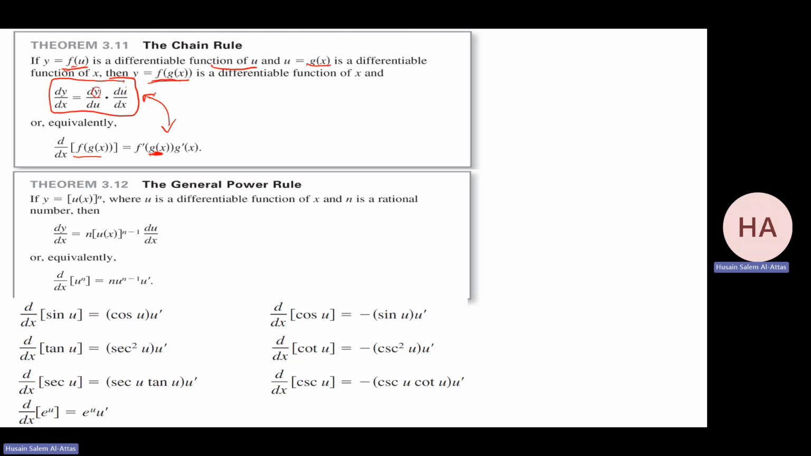We can apply it now to all previous rules. If we have a function to the power n, not x to the power n, the derivative is n times that function to the power n minus 1 times the derivative of the function. The same thing for sine u, it will be cosine u times u prime. Always we have u prime, e to the power u times u prime, and so on. So that's the chain rule.